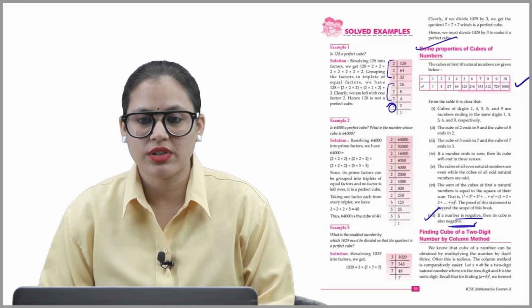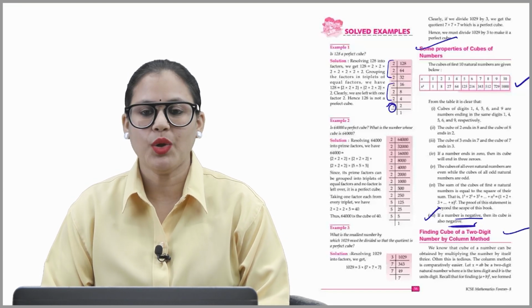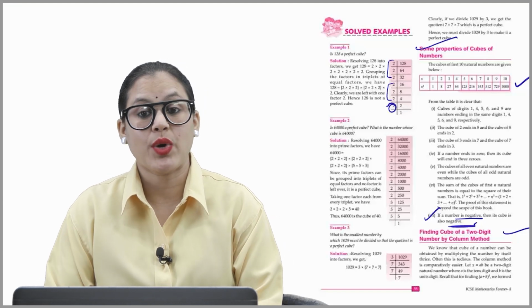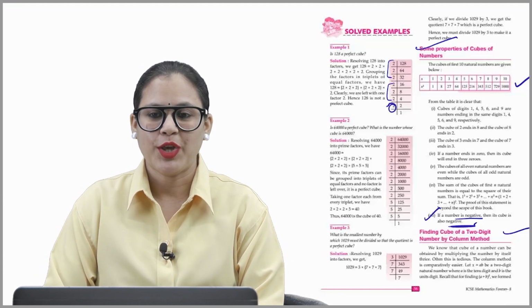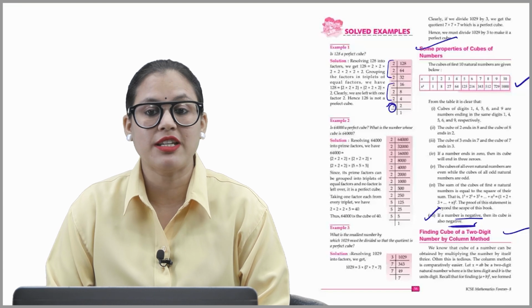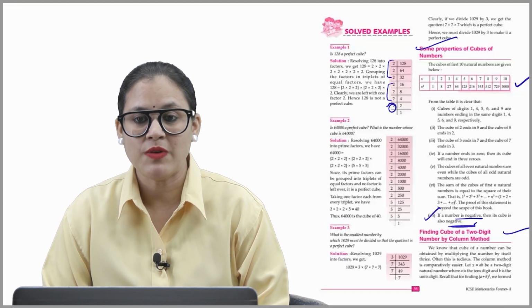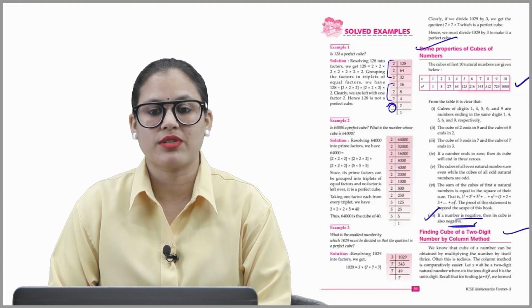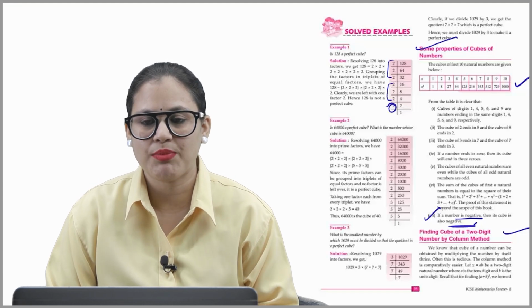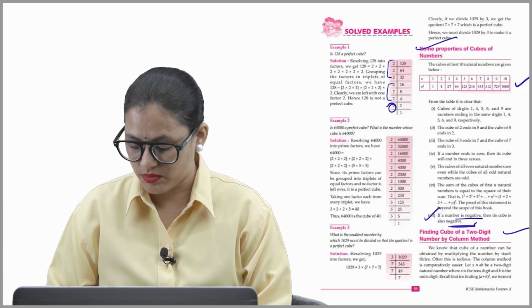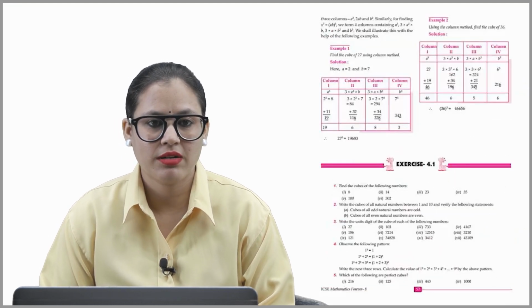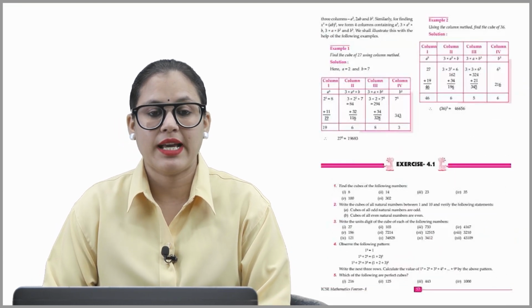Finding the cube of a 2-digit number by the column method. We know that the cube of a number can be obtained by multiplying the number by itself thrice. Often this is tedious. The column method is comparatively easier. Let x equal ab, a 2-digit natural number where a is the tens digit and b is the unit digit. Recall that for finding (a plus b) square, we formed 3 columns: a square, 2ab and b square.